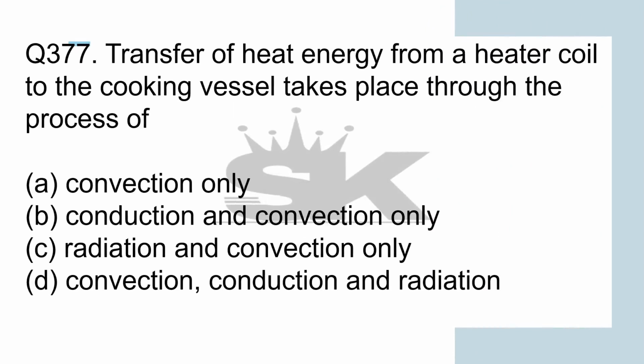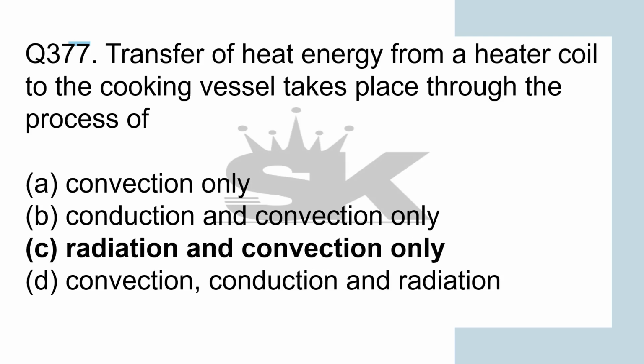Transfer of heat energy from a heated coil to the cooking vessel takes place through the process of radiation, as the heater coil radiates heat. It also transfers heat to the food being cooked by convection of water inside the vessel. Here, the heated water becomes less dense and moves upward, and colder water goes downwards towards the heat source. So the answer is radiation and then convection.